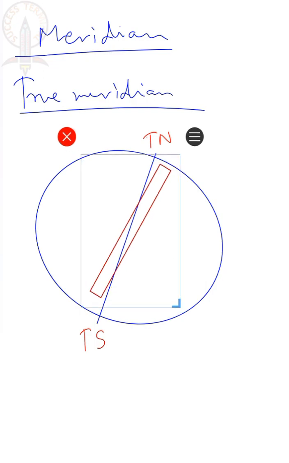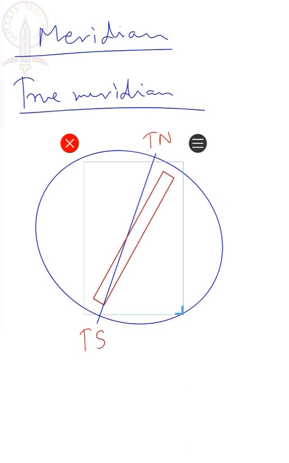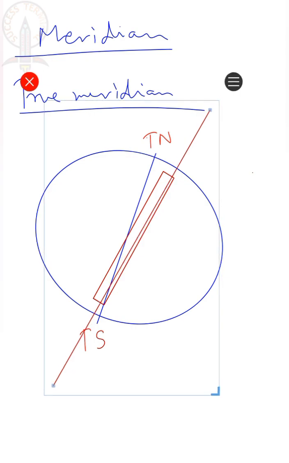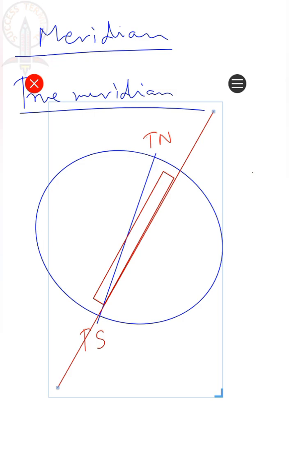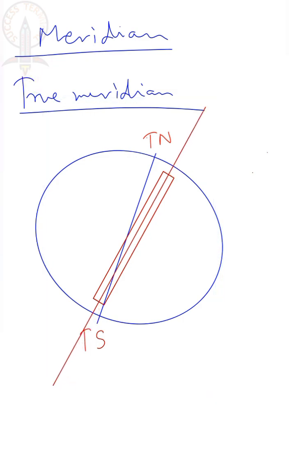This way. It is placed inside the earth. Therefore, the axis of this line, say this one, is the magnetic north and magnetic south. Clear?